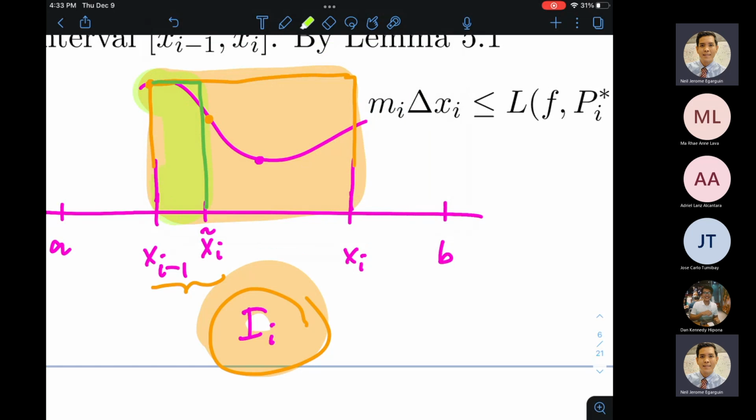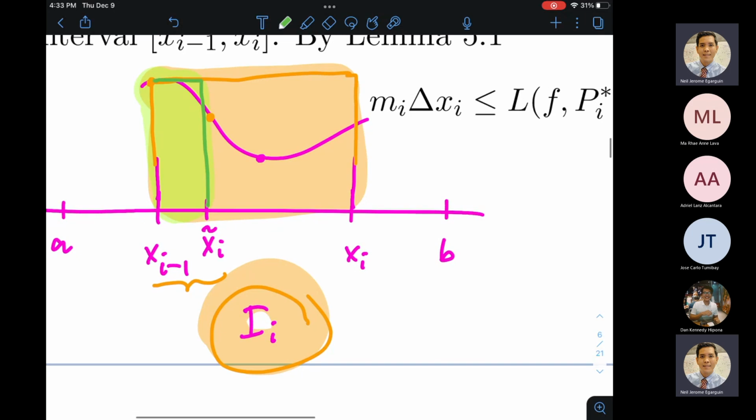Okay? Kulayan natin siya ng green. Tapos, dun sa x sub I tilde hanggang x sub I, kukunin ko ulit yung maximum function value. Kaya lang, yung maximum function value na sa kanya ay yung andito. So yung rectangle na i-contribute nung refined member nung partition ay eto na lang. I'll color it green. Eto na lang. And obviously, the green area is smaller than the orange area.